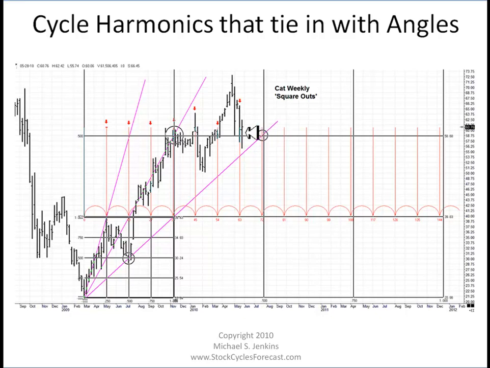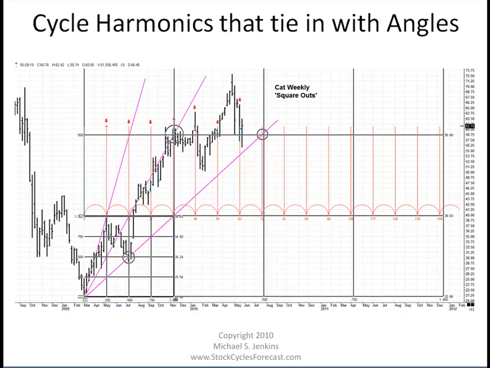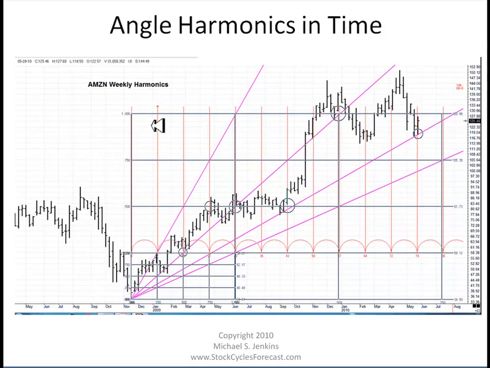So the question is, will it be on the trend line, or will it have to break the trend line and come down into this area? But we can see in a method here of getting some time and price square outs on individual charts. Another chart we can use here is Amazon with the same type of approach. Here's our first weekly high swing, and we turn this into a 4x1 angle.